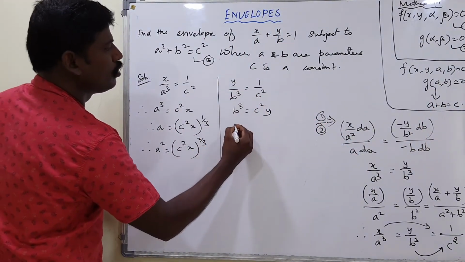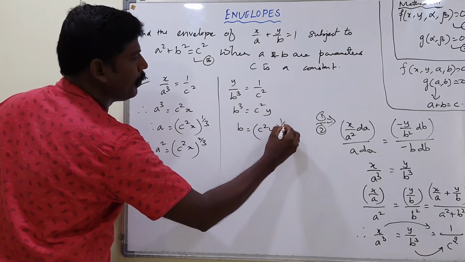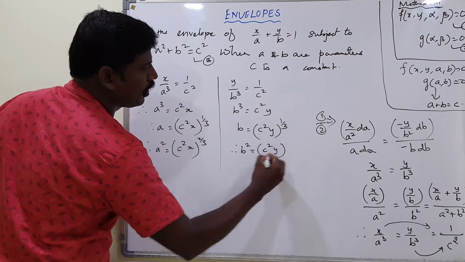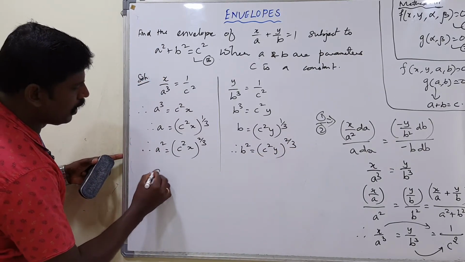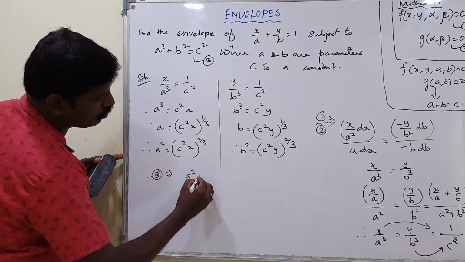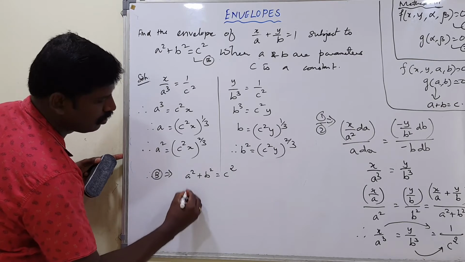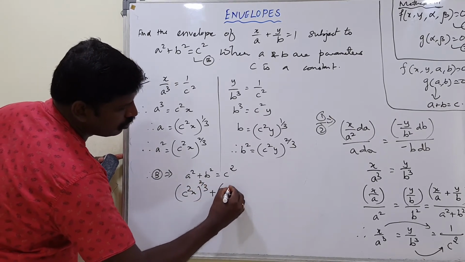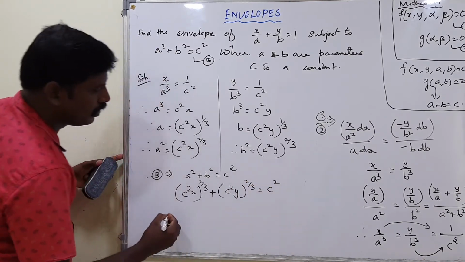Okay, so what is b from this equation? c square y to the whole power 1 by 3. Therefore, what is b square? c square y to the power 2 by 3. Now a square plus b square is equal to c square, isn't it? What is a square? c square x to the power 2 by 3 plus c square y to the power 2 by 3 equal to c square, isn't it?